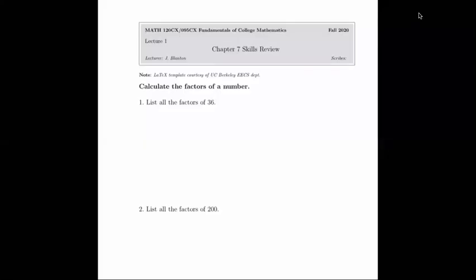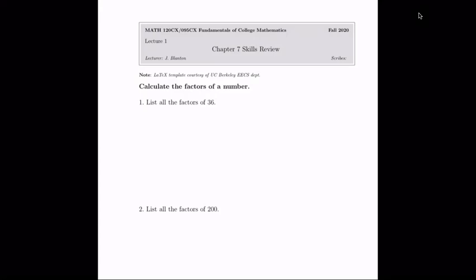The Chapter 7 skills review mostly relates to working with fractions, and specifically that's multiplying and dividing fractions, and also simplifying fractions. So one of the skills we need to simplify fractions is to be able to list the factors of a number so that we can compare it to the factors of another number. So our first task is to just list all the factors of the number 36, the example given below.